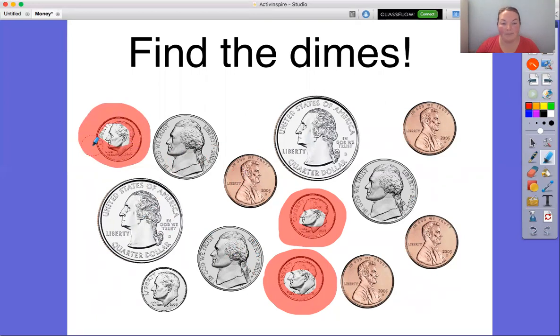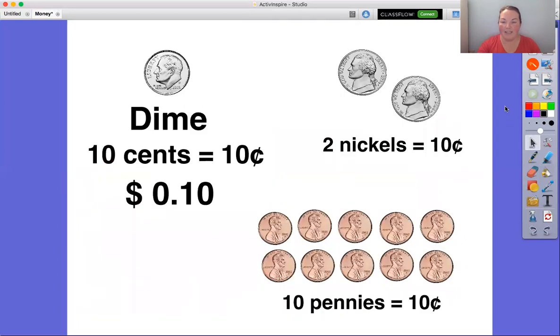Okay, there's one more dime. Can you find it? Look for it, look for it. There it is. Dime. Okay, great job finding the dimes. Now let's talk about this because a dime is worth 10 cents.